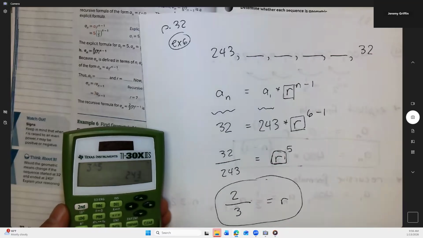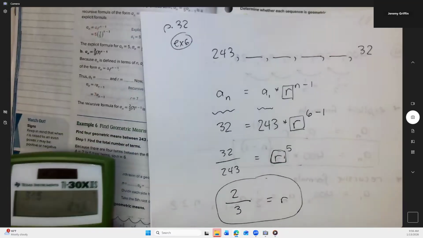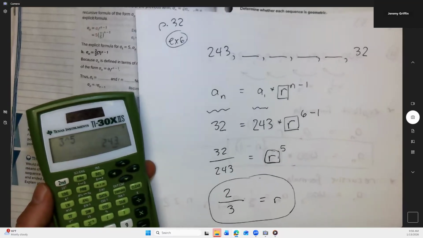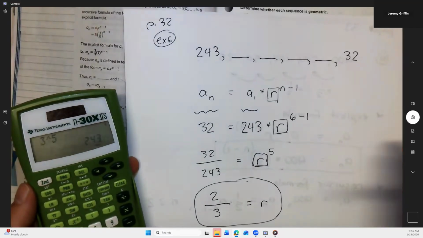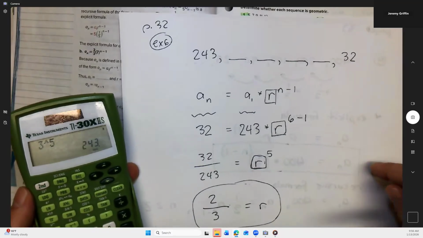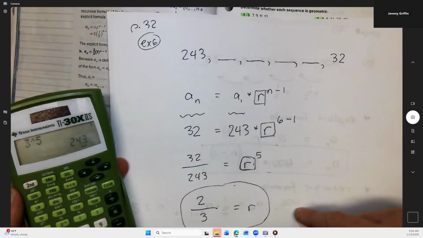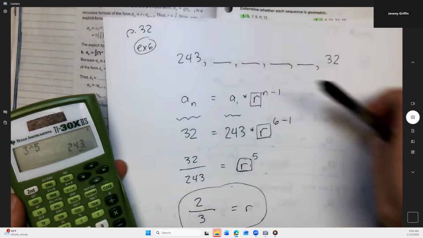So you guys can find the common ratio. I just took the 5th root of both sides. Got 2/3. All right. So now we can go back and we can fill in these blanks.